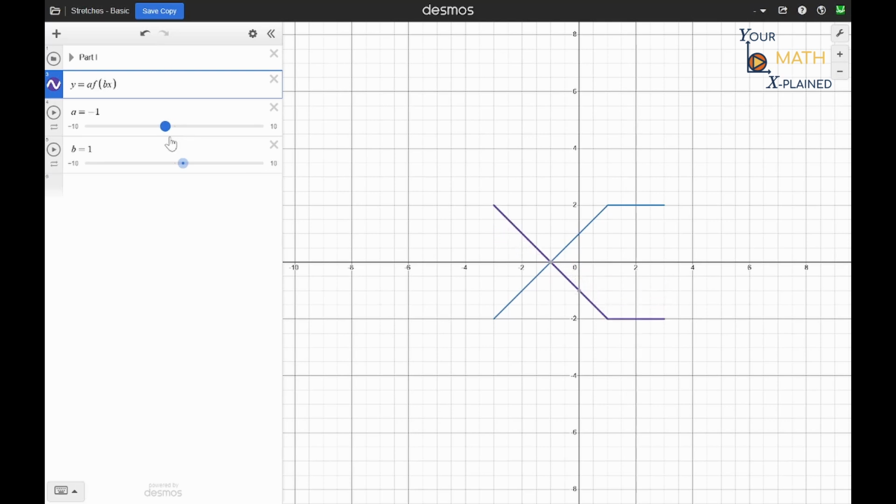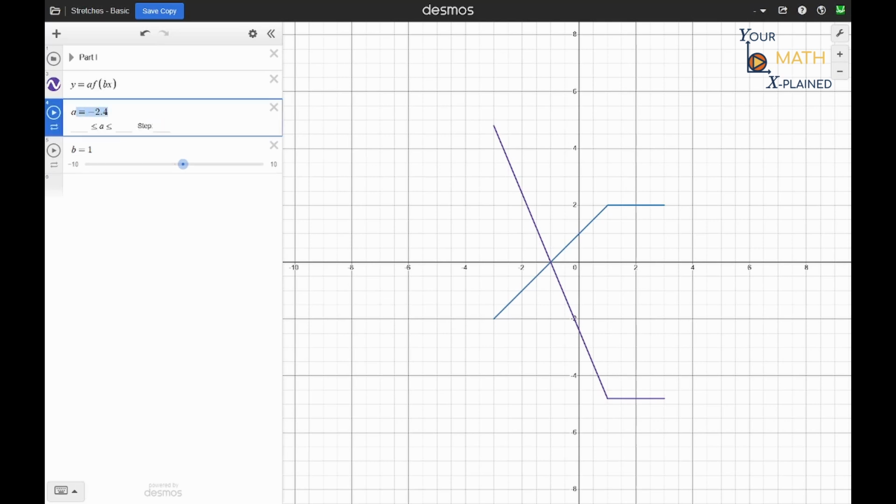So you might remember this from our reflections chapter. If it's equal to -1, that's just negative f of x. So therefore, it flips over the x-axis. But if we make this number more negative, it's going to do that flip, and it's going to stretch. So let's go ahead and return this back to 1 and take a look at what happens when we change our b value.